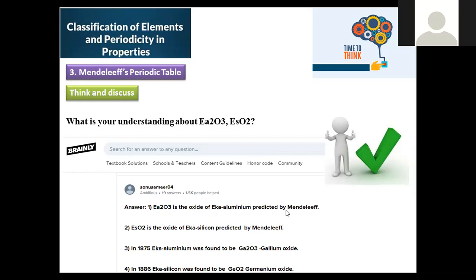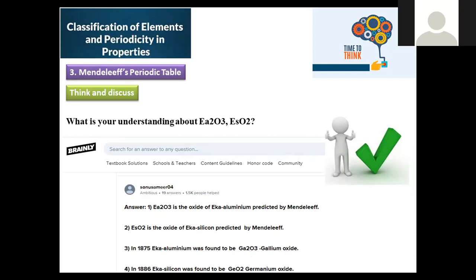E2O3 is the oxide of eka aluminium predicted by Mendeleeff. EsO2 is the oxide of eka silicon predicted by Mendeleeff. In 1875, eka aluminium was found to be gallium. So what he mentioned, E2O3, the same kind of valency is also applicable to the newly discovered element gallium, Ga2O3. Ea is now replaced with Ga because Ea is eka aluminium. What name was given by Mendeleeff? The newly discovered name will be gallium. Both have the same resemblance in the oxide formation.